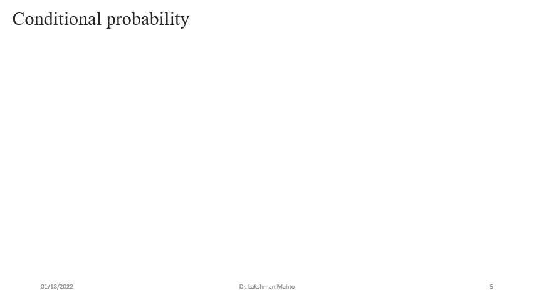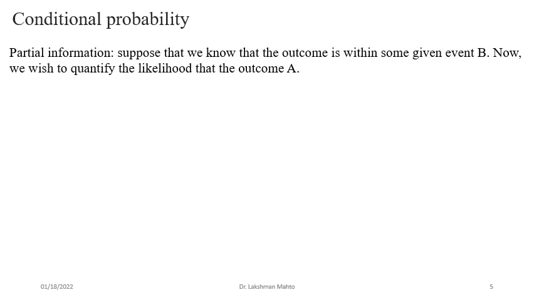So in today's class we will discuss the definition of conditional probability. If you talk about partial information, suppose that we know that the outcome is within some given event B. This is the partial information. Now we wish to quantify the likelihood that the outcome also belongs to some other given event A. Once we have partial information, that becomes your new sample space for the event A. We just have to look at how many outcomes are in B. From that perspective we say that our sample space, from the conditional perspective, has changed. Now it is the partial information only.